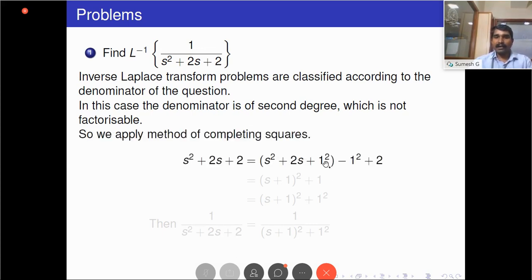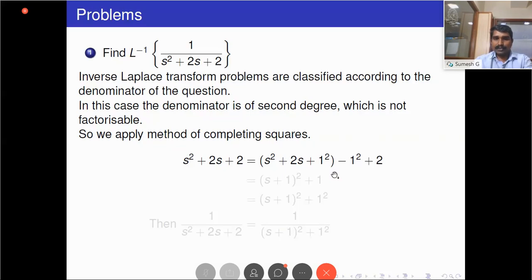So here we add and subtract the square of half of the coefficient of s. Here the coefficient of s is 2, half is 1. So we have to add 1 square and, to compensate, subtract 1 square. And consider the first 3 terms, which are of the form a square plus 2ab plus b square, which reduces to a plus b whole square.